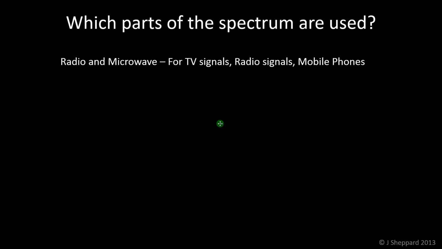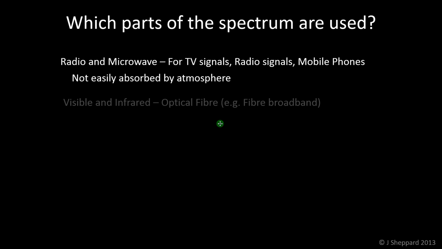And the reason that it's used is because these signals will travel through the atmosphere, and radio and microwave are not easily absorbed by the atmosphere. They're transmitted by the atmosphere. So it's useful to use them. If you had a signal that was absorbed by the atmosphere, it wouldn't be very good for transmitting to a distant TV aerial. And the other section of the spectrum that's used is the visible and infrared.